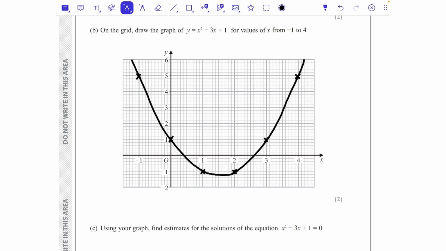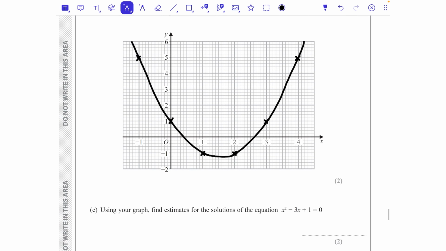And it then says, using your graph, find estimates for the solutions of the equation x squared minus 3x add 1 equals 0. Now this is what we've just drawn. So they're basically saying to you, when does your graph equal 0? And equaling 0 is finding the roots. So we're trying to say, when does it equal 0?